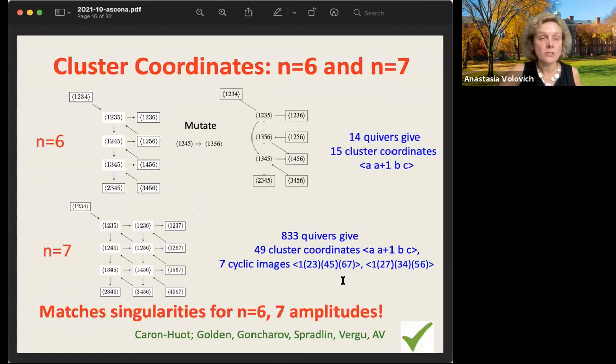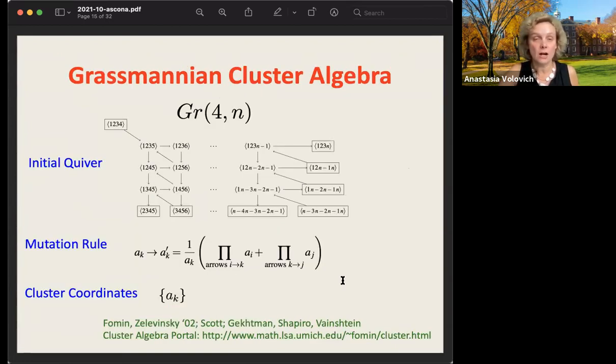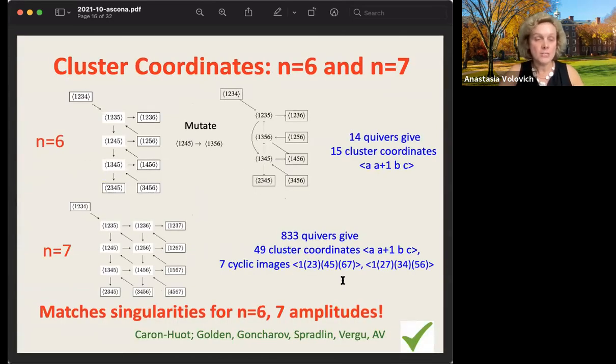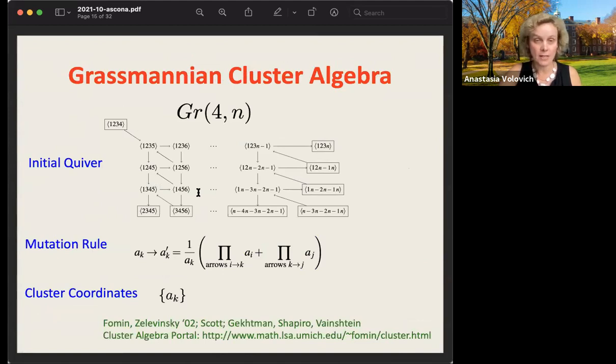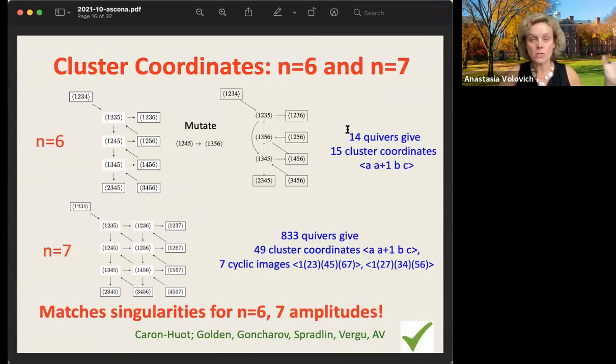Now, okay, so let's try to do this. That's a general definition of Gr(4,n). So forget about amplitudes, just take that definition and apply it for 6 and 7 points. The quivers for 6 and 7 points look like the ones I've drawn here. Using the mutation rule on the previous slide, you produce all the other cluster coordinates. For example, if you start with this and mutate on node 1, 2, 4, 5, you produce this quiver and the new coordinates 1, 3, 5, 6, which did not appear on the previous slide. And you continue.